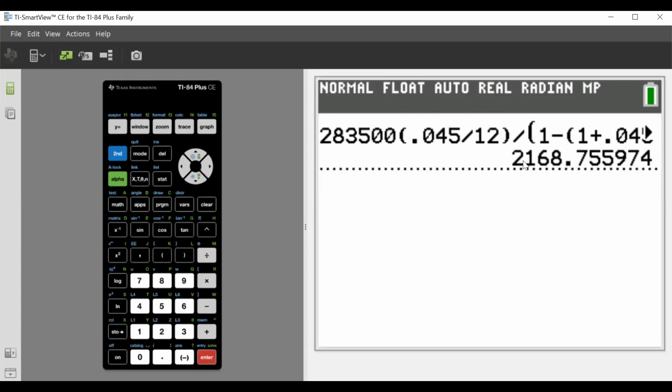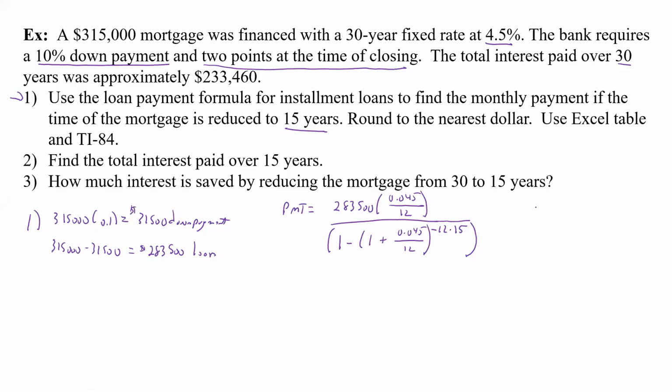And it says I have $2,168.76. So that's going to be how much my payment is. So writing that out, my payment is going to be $2,168.76. But they want us to round to the nearest dollar, so that's going to be about $2,169. So that's how much my monthly payment's going to be. All right, so now how do we do that in Excel?